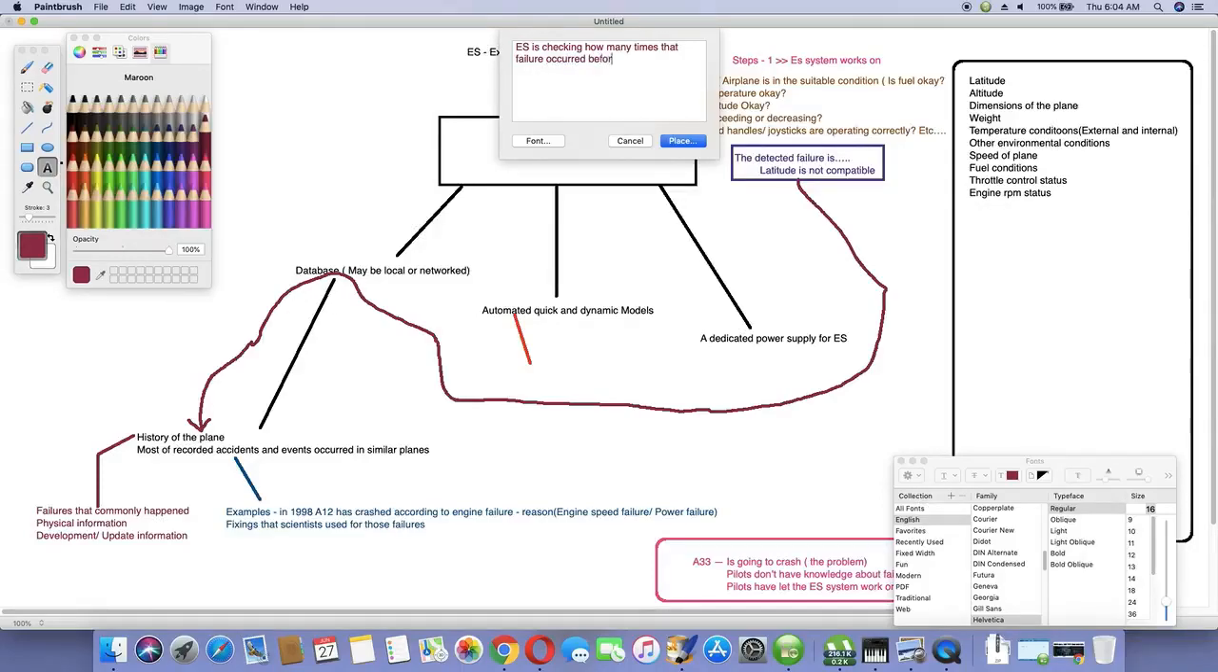Occurred before, and what were the reasons? Okay, what were the reasons? And in such conditions, what did the pilot do?